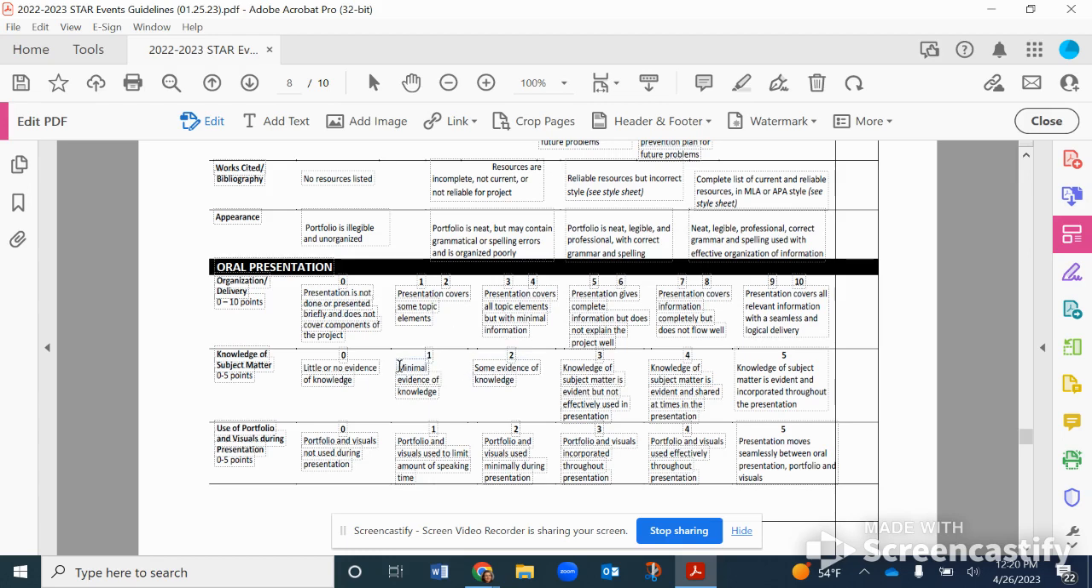So you wanted to keep knowledge of subject matter in. Yes. But you wanted to take away points for use of portfolio. Yep. Okay. Take away the points here. Anything else you wanted to take away points for? I don't think so. Okay. Not from right here, what I can see.